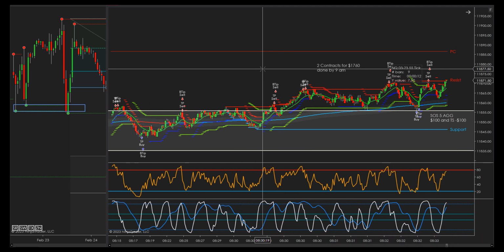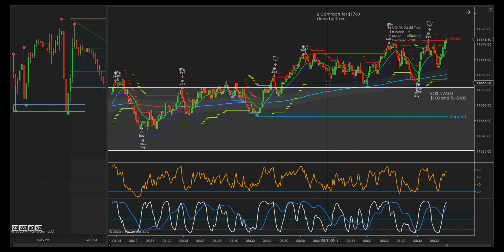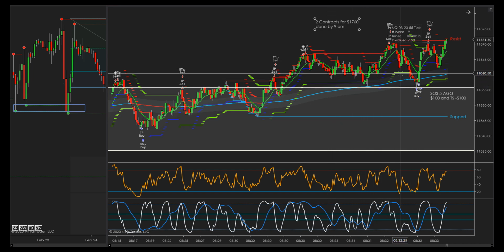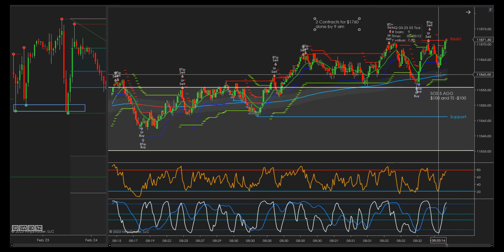Now intraday, here's how the session played out. Price popped up right here. We made new highs. We came back down to test the level. We want to be buyers at this level. We call this an SOS5 aggressive. Our scalp target was hit for $100. We got trail stopped out for minus $100, so we're break even.